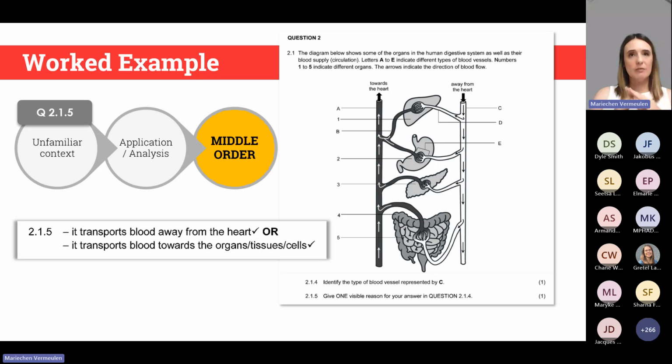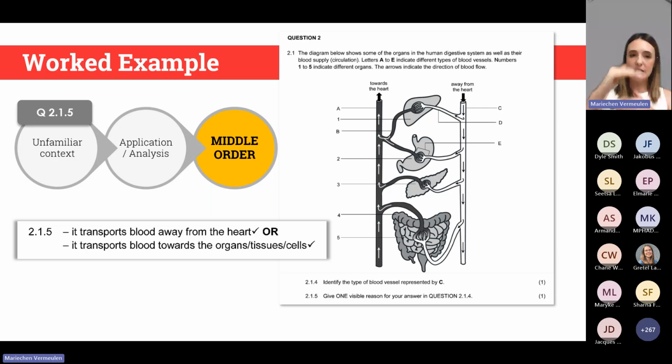But anyway, getting to question 215, which asks for a visible reason. So this question basically is the thought process behind question 214. You'll see the memorandum says it transports blood away from the heart, it transports blood towards the organ cells or tissues, and the two are linked together. So that's why it's for me a middle order question, because in order to give a response here, learners have to remember the three types of blood vessels, understand what information has been given for them to identify, and apply that to the specific diagram in order to identify that the only thing they have is blood flow, and blood flow therefore can be my reason, and that's how I identified it.